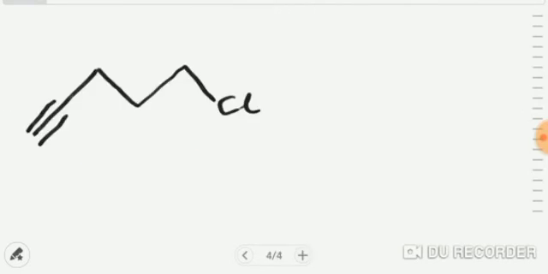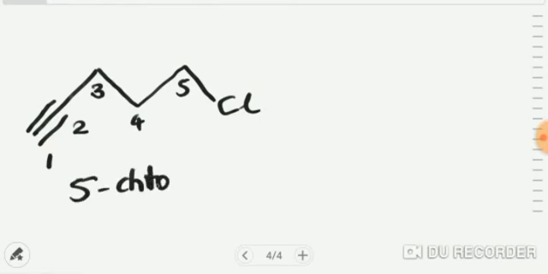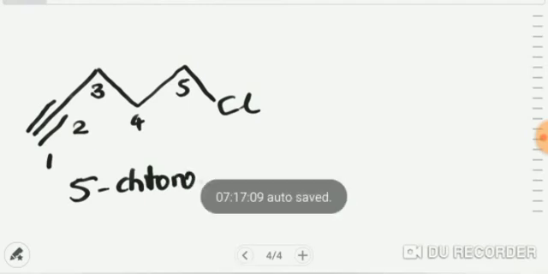Next, in this case, carbon number 1 is closest to the functional group. It doesn't matter the position of the substituent. The important thing is the functional group in this case. So therefore, the name of this carbon has 5 carbons, which means it's a pent, and therefore the name of this compound will be 5-chloro, since we have a chlorine on position number 5.